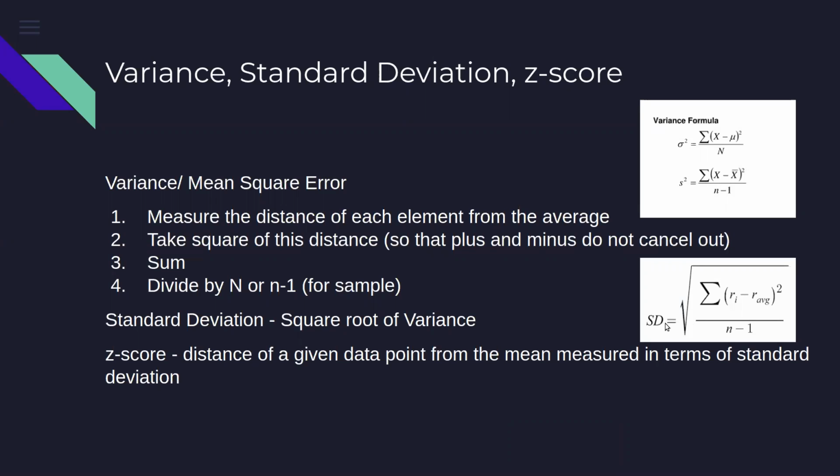We don't always have to remember that, but it is easy to remember that first we see how each of the data elements is away from the center. We measure that by finding out the difference, then we take a square of it, then we sum that, then we divide that by n or n minus 1 depending upon whether it is population data or sample data. And if you want to find out the standard deviation, we take a square root of that.